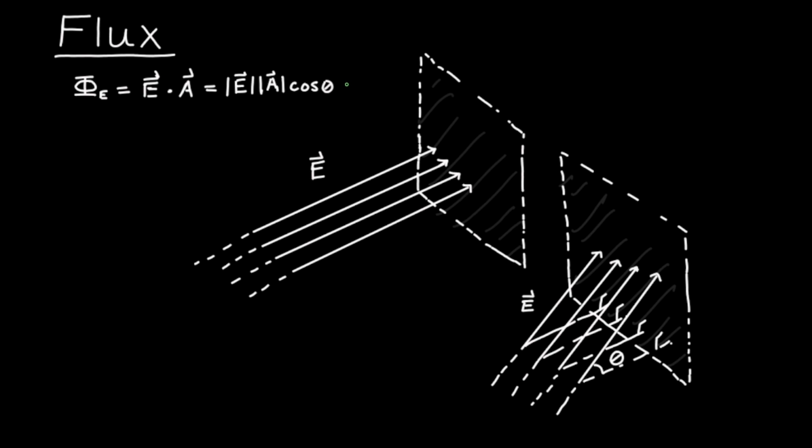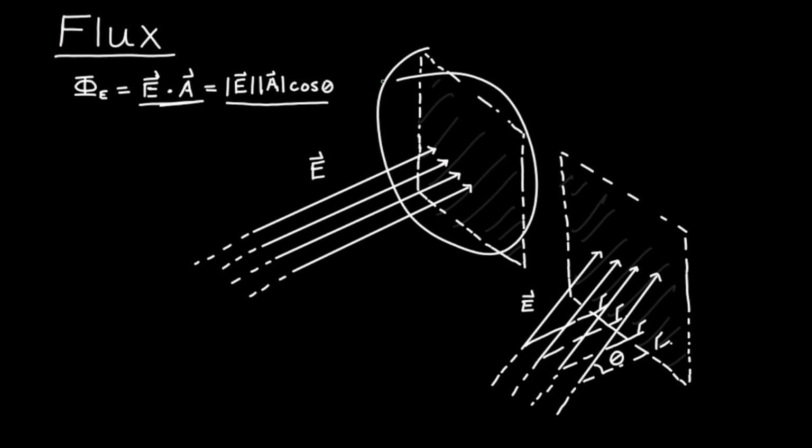Electric flux is defined as the rate at which electric field lines pass through a surface. We can measure electric flux as E dot A, where E is the electric field as a vector and A is the area vector. This can also be written as the magnitude of E times the magnitude of A times the cosine of the angle between them. Now, let's analyze these electric field lines passing through a square surface.